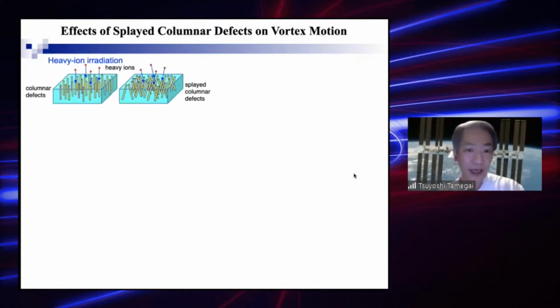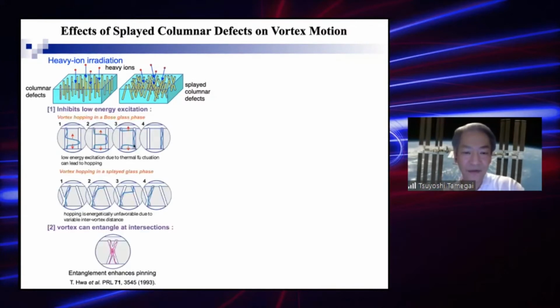Now I come to the case of heavy ion irradiation in the 1144 system. But first, I want to introduce the effect in 1-2 systems. Usually we have columnar defects parallel with each other, and in that case, once we have this kind of double kink formation, these kinks are easy to move, and in some special cases, columnar defects may not be very effective.